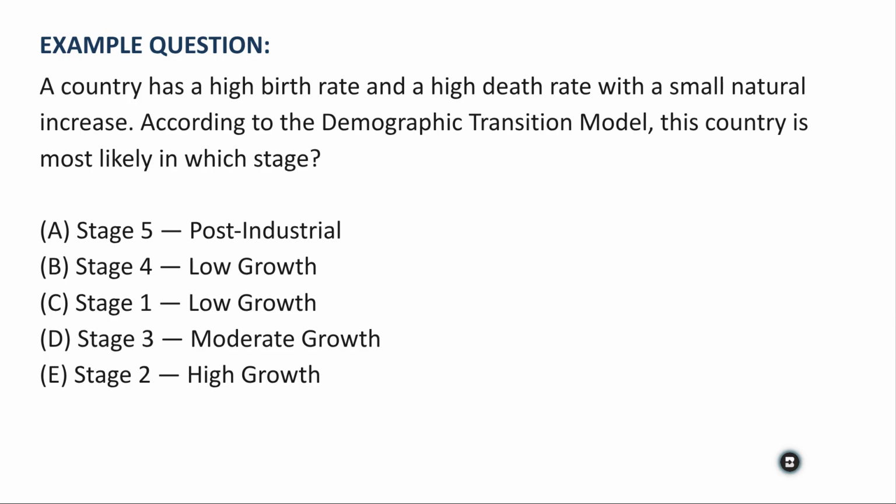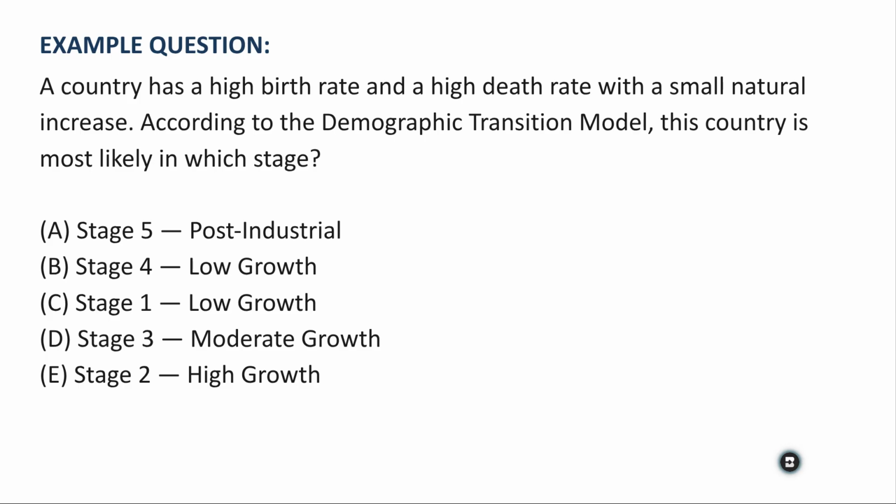Now, when we look at stage 2, what's important in choice E is that it says high growth. Well, stage 2 has high birth rates, which is what our stimulus says, but in stage 2, the death rates drop. They drop quickly because we see different types of improvements with things like sanitation, medicine, and food supply. What that creates is rapid population growth, which is the exact opposite of what our stimulus is saying with a small increase. So we can eliminate letter E.